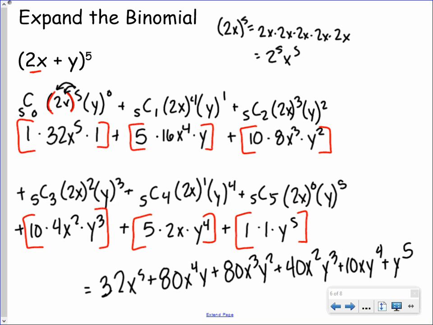Again, I can do some checks, like are my x's exponents decreasing? 5, 4, 3, 2, 1. Are my y exponents increasing? 0, 1, 2, 3, 4, 5. Do my exponents in each term add up to 5? 4 and 1, 3 and 2, 2 and 3, 1 and 4, 5. So I can do some checks to make sure I don't make small errors in my work. Are we okay with this? Okay. Excellent. We have a couple other examples to do which will not take nearly as long, but they're good for us to at least have a conversation about together.